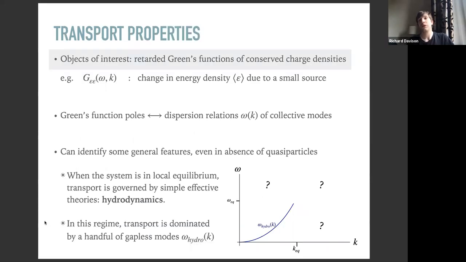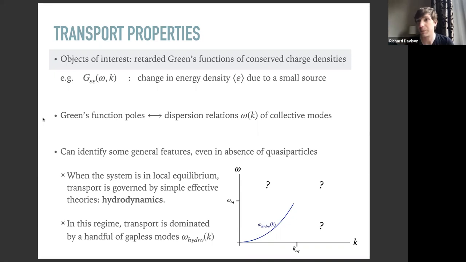Okay. So mathematically, the objects of interest in a quantum field theory that contain the simplest transport properties are the retarded Green's functions of the conserved charge density operators. So an example, if you had a system with a conserved energy, would be the retarded Green's function of the energy density epsilon, which I'm writing here in Fourier space. So this is just the linear response function, which tells you how the energy density in my system changes if I turn on a small source.